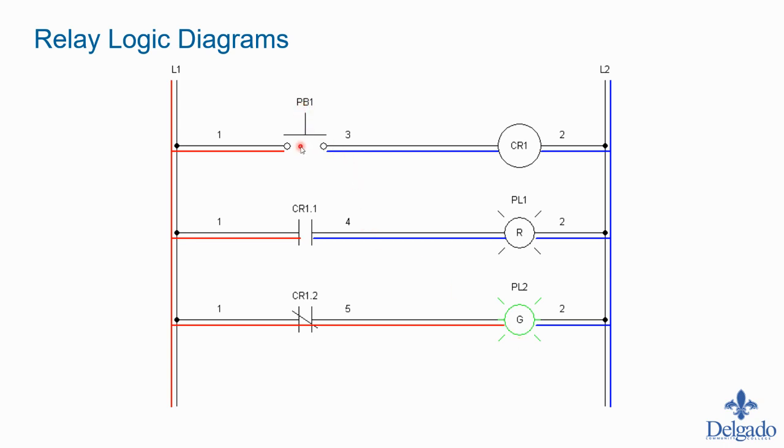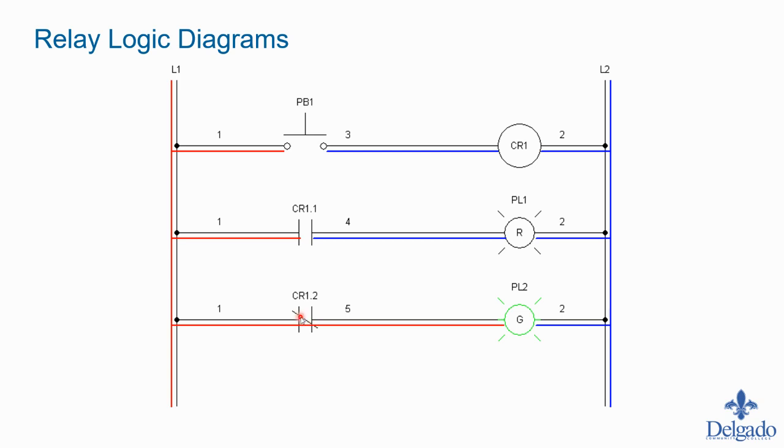When I push the push button down, I now have a continuous path to CR1. So that means that CR1 will now energize. Current will flow through this push button contact now and come to the relay, and that will make the relay turn on. When the relay turns on, CR1.1, normally open contact, will now close. This contact will now close and pass power through it. CR1.2, which is normally closed, will now open because it changes its state.